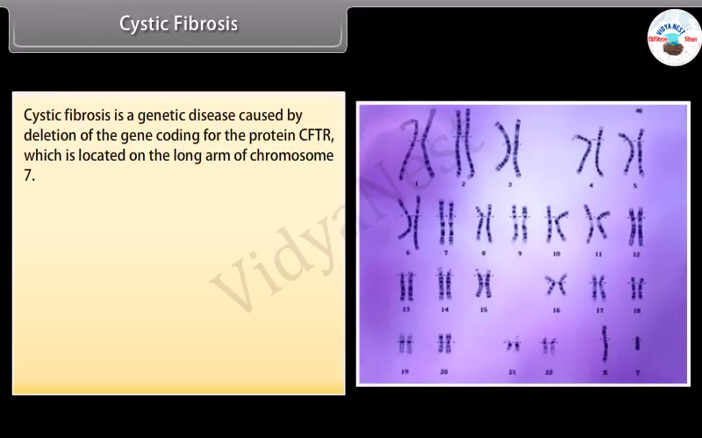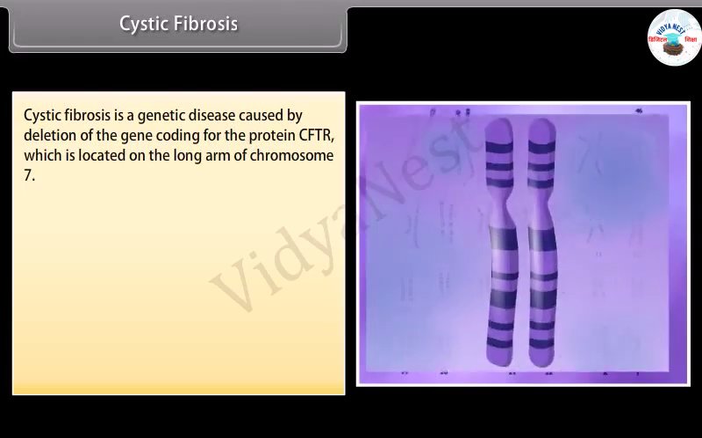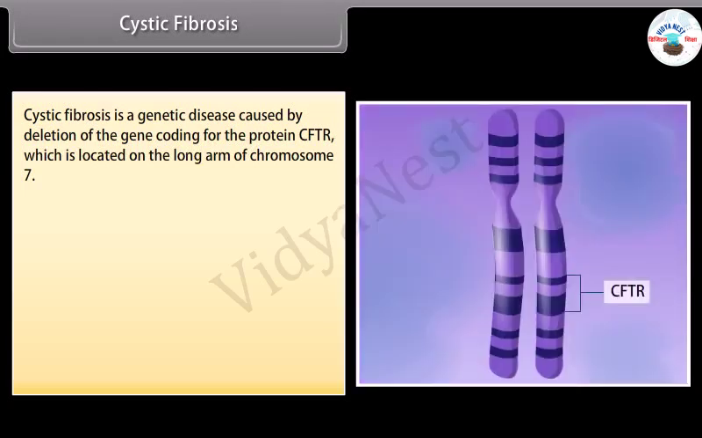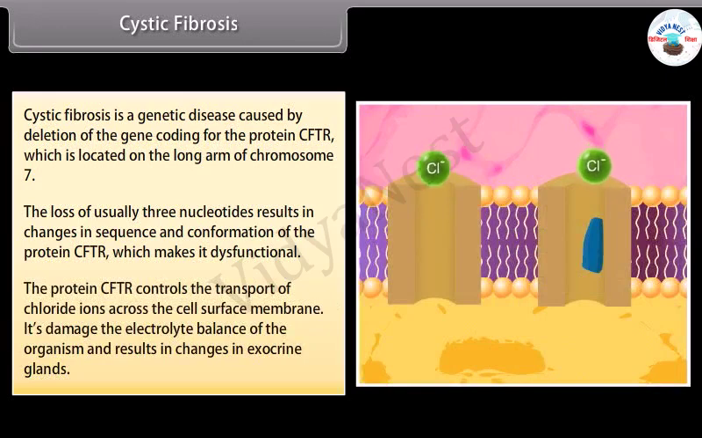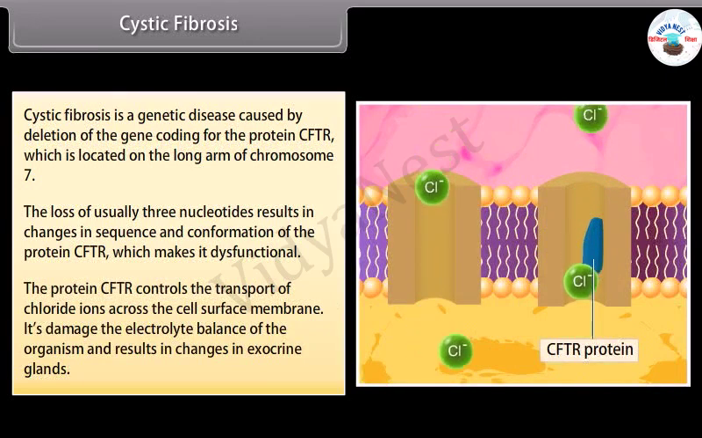Cystic fibrosis. Cystic fibrosis is a genetic disease caused by deletion of the gene coding for the protein CFTR, which is located on the long arm of chromosome 7. The loss of usually 3 nucleotides results in changes in sequence and conformation of the protein CFTR, which makes it dysfunctional. The protein CFTR controls the transport of chloride ions across the cell surface membrane. It damages the electrolyte balance of the organism and results in change in exocrine glands.